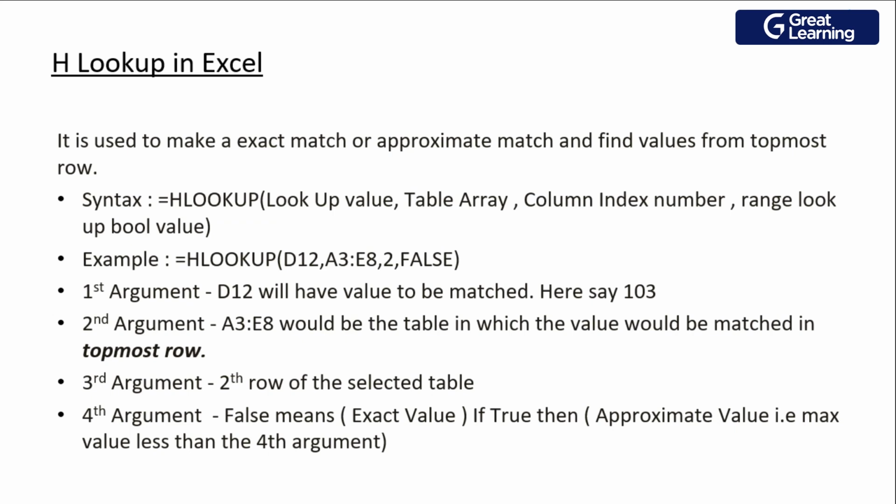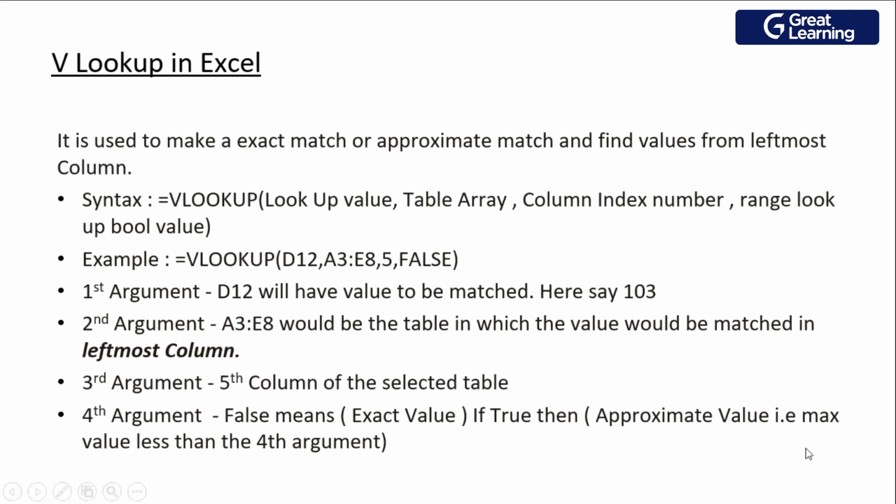It would be lookup value, that is whatever you want to search in the topmost row. Table array, that is you have to specify the range. Then you have to select the column index number, that is whatever you had over here, the number of column which you wanted to display. Since our city was 5th, that is why we mentioned 5th. Earlier there we wanted name, so that is why we mentioned 2nd.